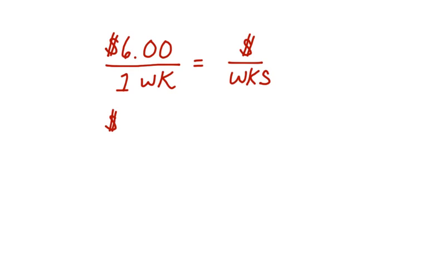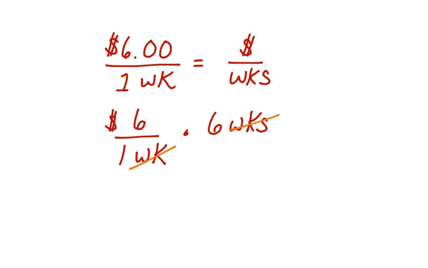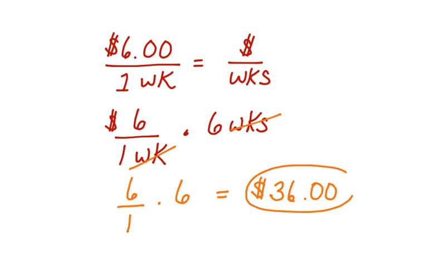So let's bring the $6 to 1 week down here, and we multiply that times the 6 weeks. Again, the units are going to cancel, weeks and weeks, which means we are left with 6/1 times 6. 6 times 6 is 36, so given this new rate, Eric will spend $36.